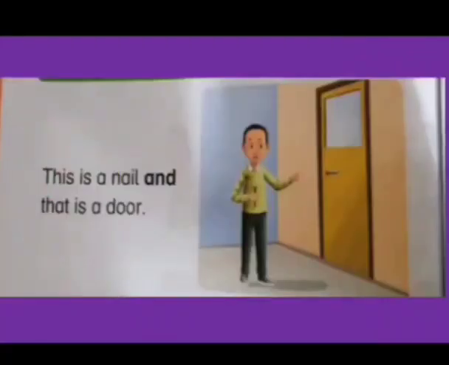Now look at this man. What is the man saying? He is telling us two things. Let's start reading the lines. This is a nail. This is a nail. Where is the nail? Yes, look at his hand. He is holding a nail. The nail is near to him, so he is using the words "this is".